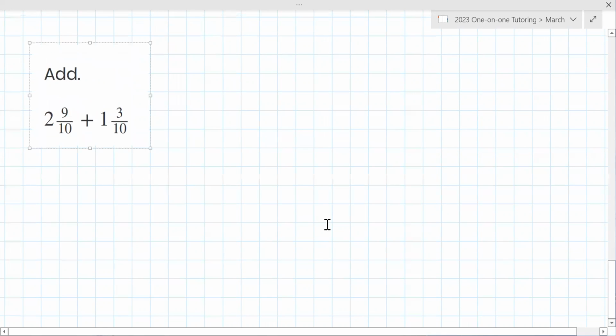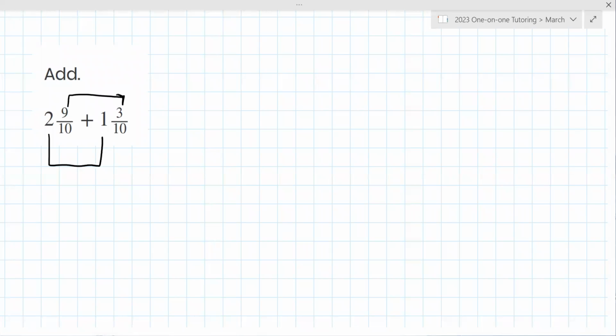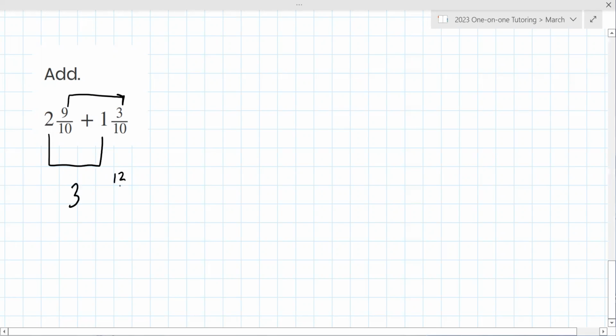All right, I want you to try adding these two, add the numbers together and then add the fractions together. So tell me what the result is when you add the numbers together and then when you add the fractions together. Okay, got it. What's your result? 3 and 12 over 10.